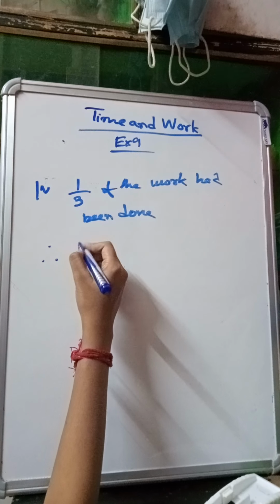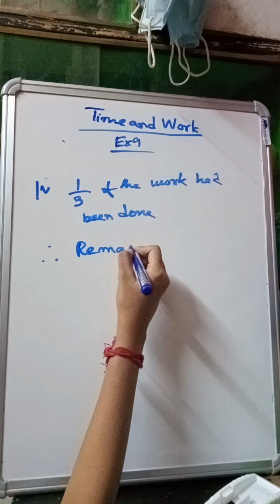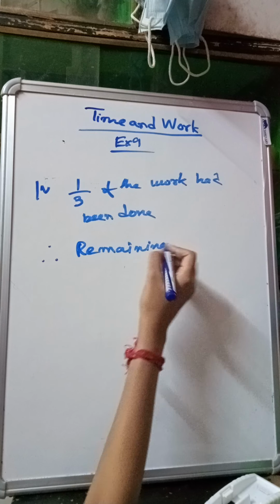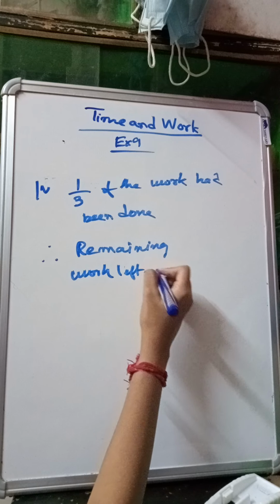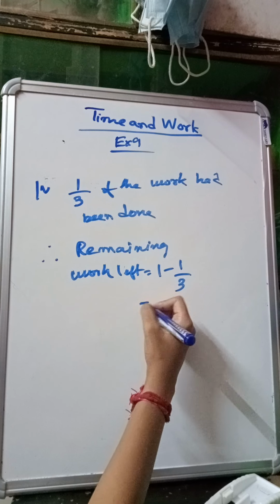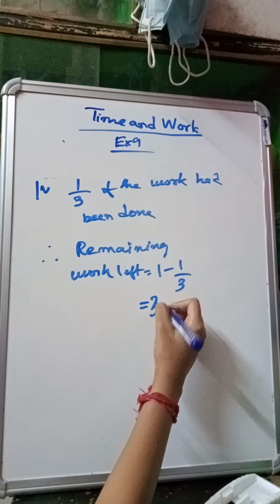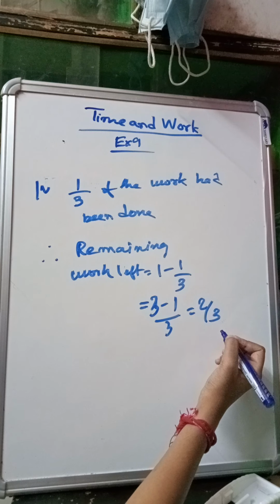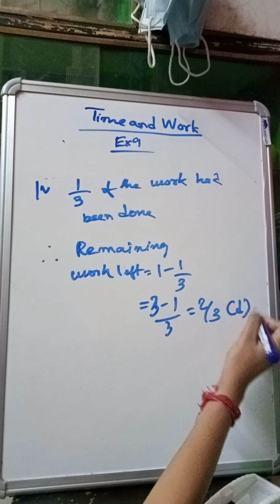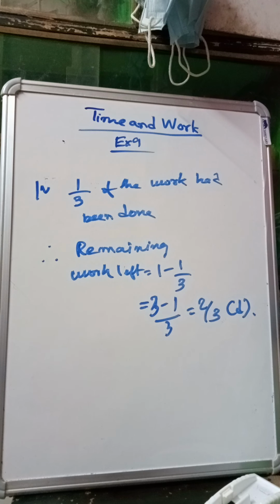So remaining, if total is 1, then remaining work left we can say 1 minus 1 by 3. So that is (3 minus 1) by 3, which is 2 by 3. So which is option number D. Okay, so this will be option number D.